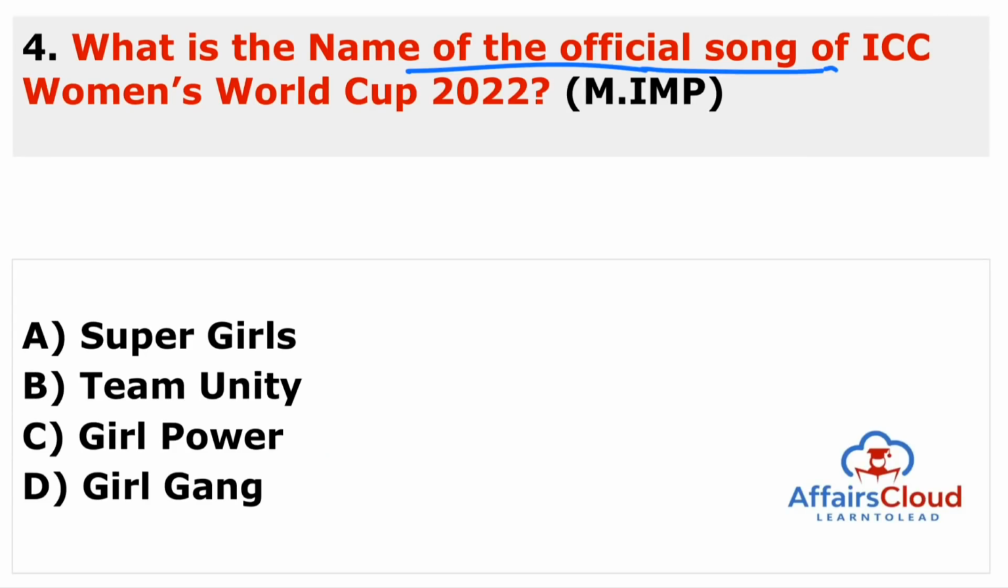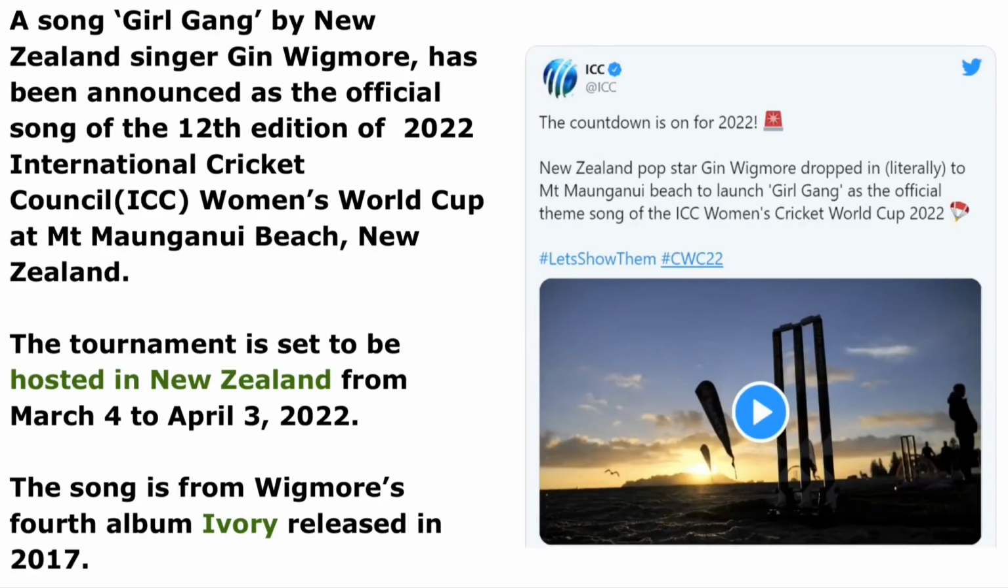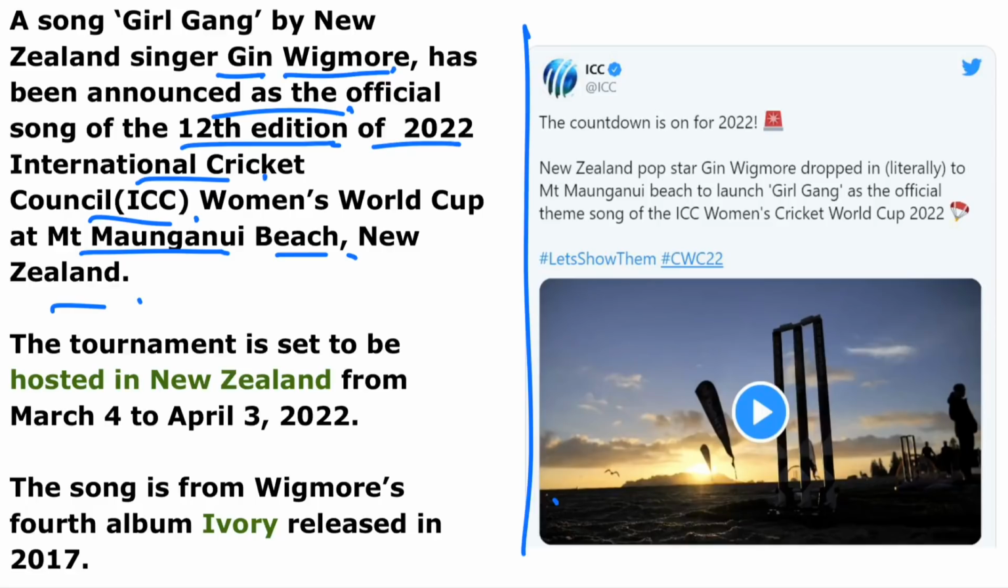What is the name of the official song of the ICC Women's World Cup 2022? It is the most important question, but first remember which country is hosting the ICC Women's World Cup 2022. It is hosted by New Zealand. So guys, remember, the hosting country is New Zealand in the 2022 ICC Women's World Cup, and the official song of this is Girl Gang. This song is sung by New Zealand singer Jean Wigmore, and it was officially announced as the 12th edition of the 2022 International Cricket Council Women's World Cup at Mount Maunganui Beach, New Zealand. And you can see here it is a tweet of ICC.